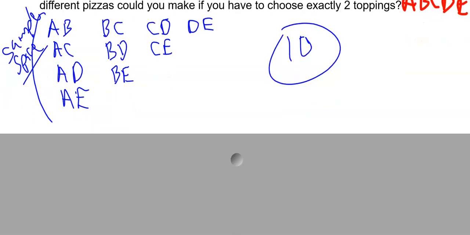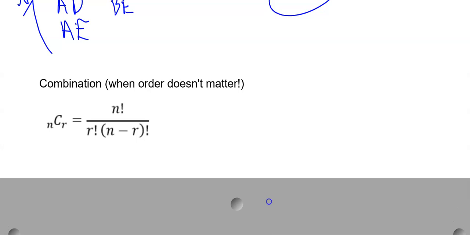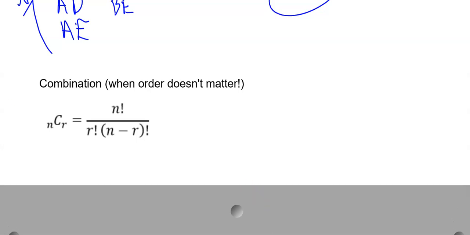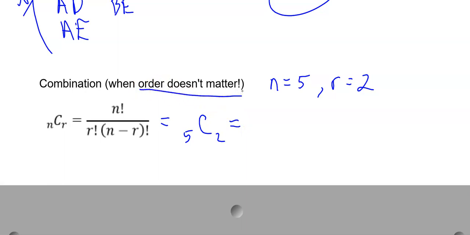Let's do the same question using the formula for when order doesn't matter. So n is the number of possible items. In this case, there were 5 toppings. But how many are you choosing? So r is how many at a time, so we're choosing just 2 of those 5. So according to the formula, this would be 5 choose 2. Order doesn't matter in this problem. We don't care which order the toppings are given in, but we're choosing 2 of the 5.